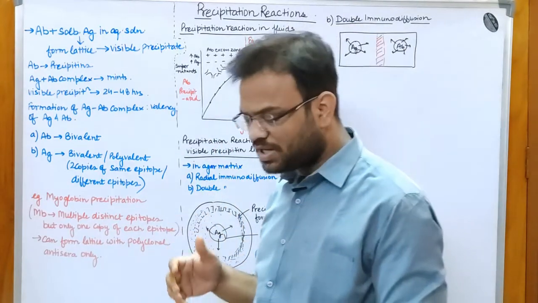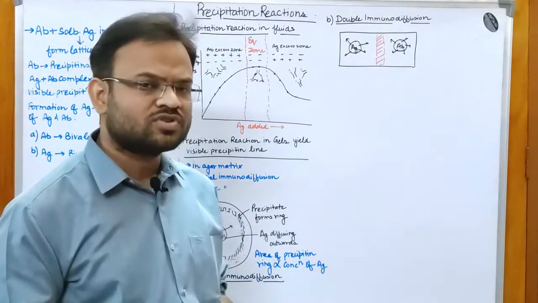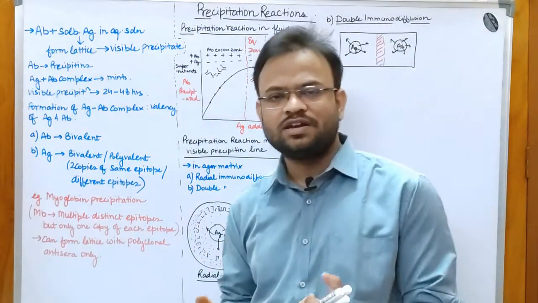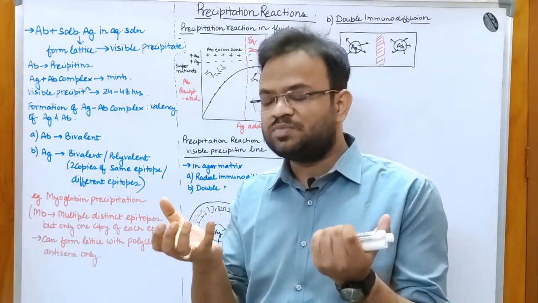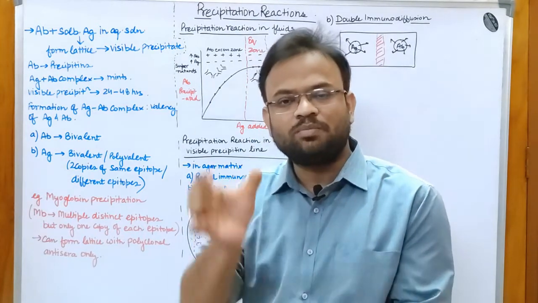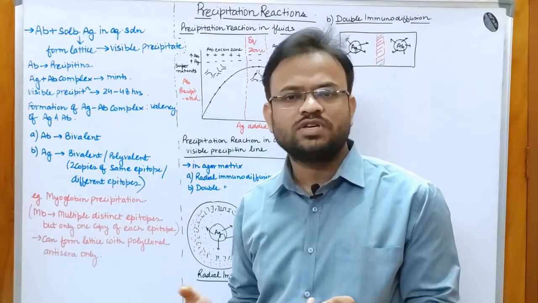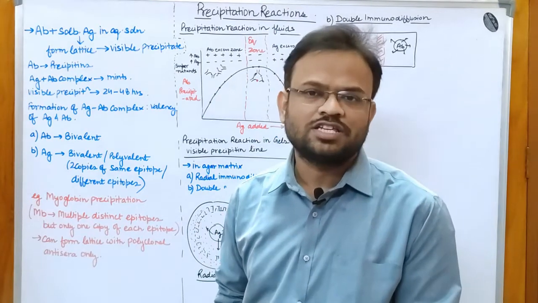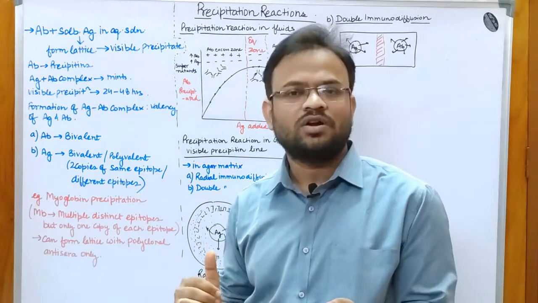So what is a precipitation reaction, or when do you call something precipitated? In general terms, when you say that something is precipitated, you think that something's weight would have increased and it would have settled down to the bottom of the vessel or flask or test tube or whatever you are using. The weight has increased and it is settling down to the bottom.